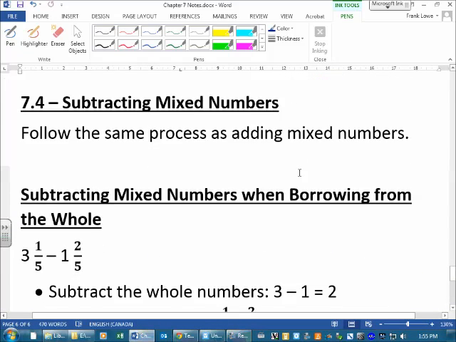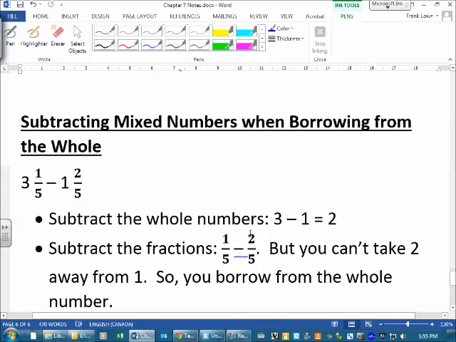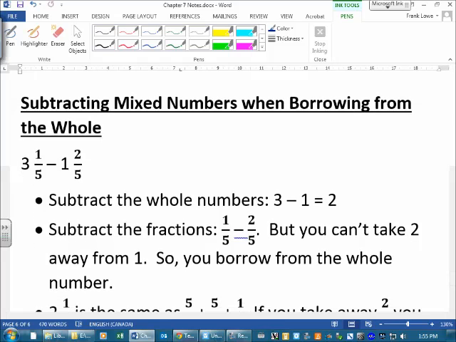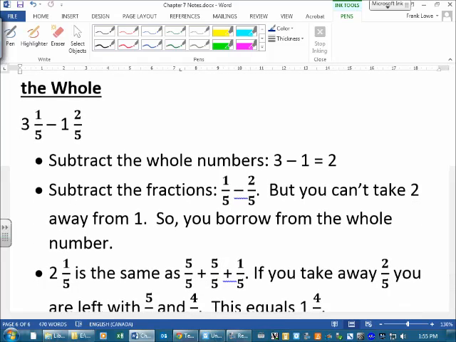The last bit we're going to look at in this chapter is subtracting mixed numbers. You follow the same process as adding mixed numbers, really, but there is one little difference that I want to illustrate to you. When you're subtracting mixed numbers, this is it: subtracting mixed numbers when borrowing from the whole. I'll explain that, and what better way than through an example.